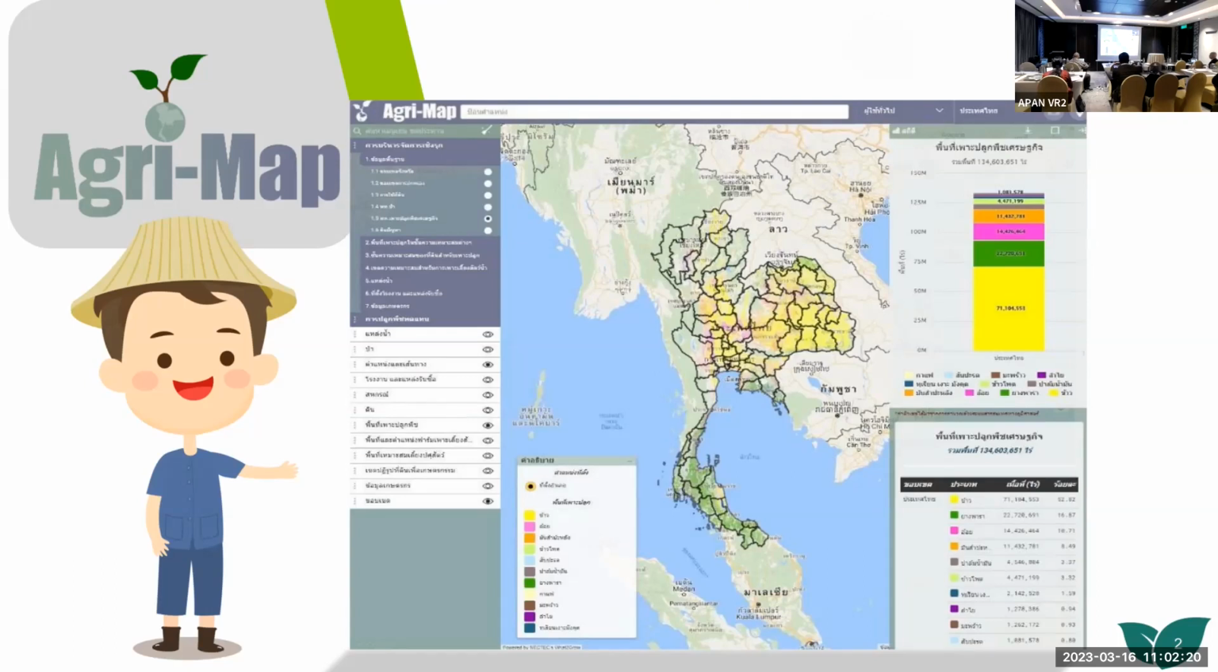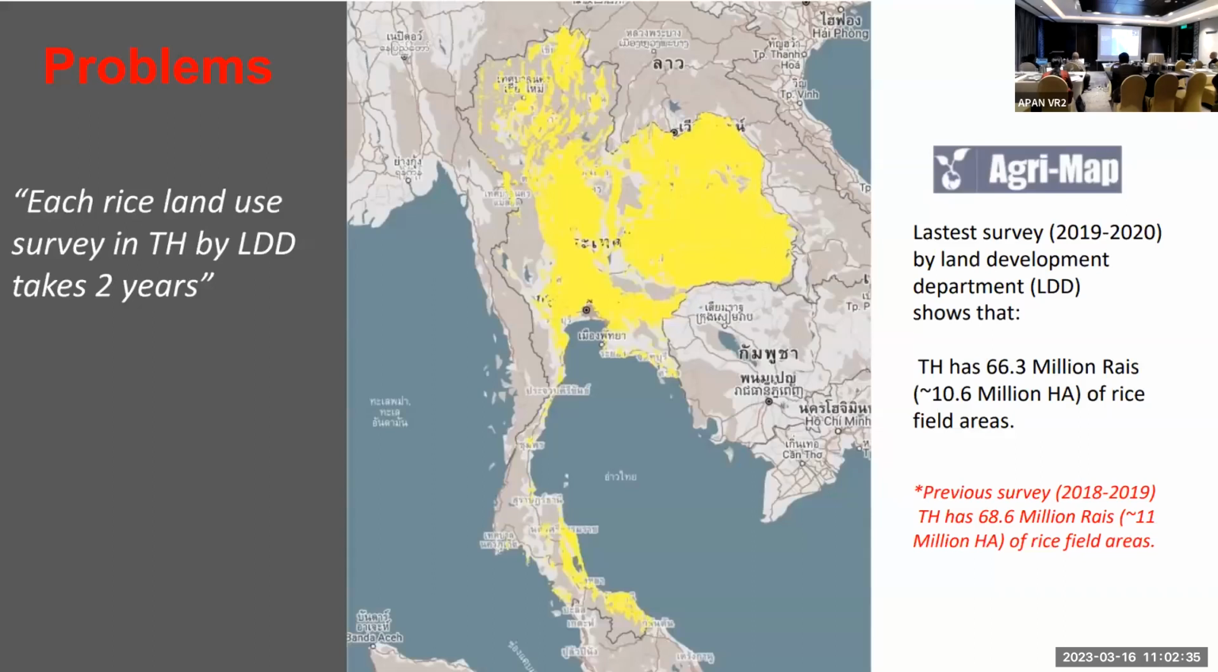My team developed this application, and it has been in operation for about 6 or 7 years already. Now the major problem is the area: they want to know which area is growing what. I can just give one example, the paddy field. We are talking about whole-country information. Where is the rice field?